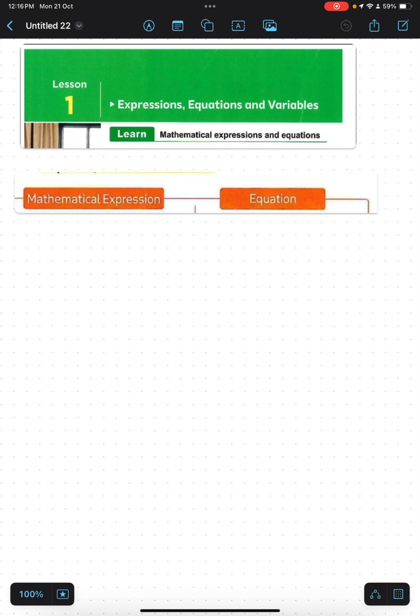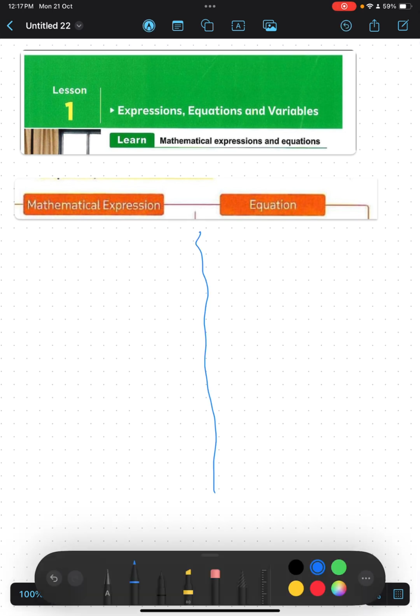هنتكلم عن unit 2 lesson 1 expression والequation. يعني ايه equation ويعني ايه expression. هنكتب examples الأول وبعد كده هنشوف definition لكل واحد.